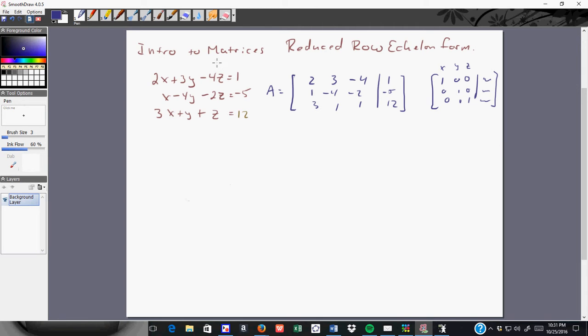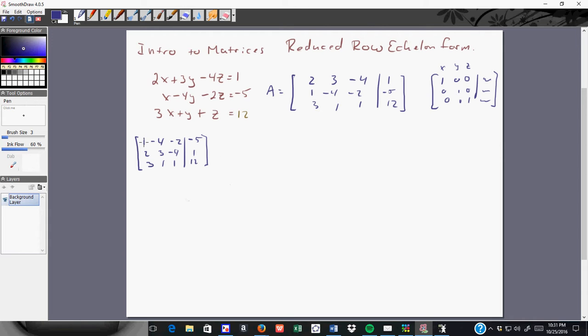Because I notice that row 2 already has a 1 in it, the very first thing I'm going to do is swap row 2 and row 1. And you can do that, that's perfectly fine. So I get 1, -4, -2, 2, 3, -4, and 3, 1, 1. And it's now -5, 1, and 12. Alright. Now, like I said, I want to get 0 and 0 here.